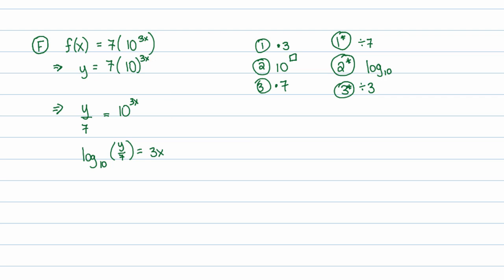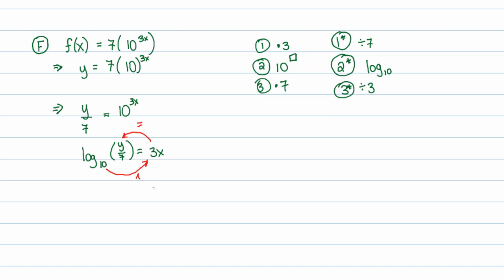Now, just double check your work. I always find this very important. 10 raised to that power is equal to y over 7. Is that what we had? 10 raised to the 3x is equal to y over 7? I keep saying minus, but it's supposed to be over. Is that what we had? Absolutely. That is exactly what we have here. So this is changed into logarithmic form.